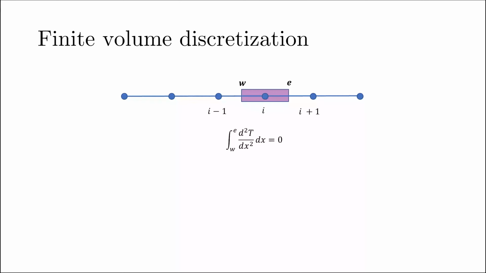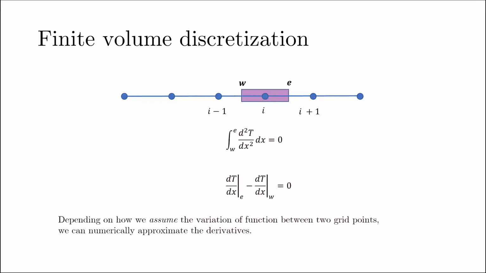Now we can look at this integral. Because we have a second derivative sitting inside the integral that is with respect to x, and the integration is also with respect to x, recall from your calculus that we can simply take away the integral and integrate the second derivative. That becomes the first derivative, and taking in the limits we get dT over dx defined at the east face minus dT over dx defined at the west face equals 0.